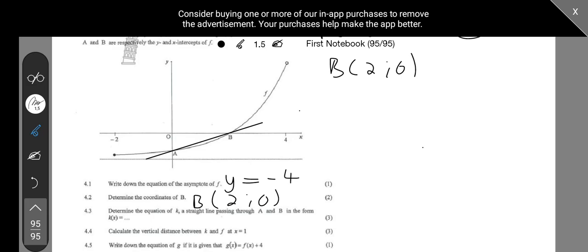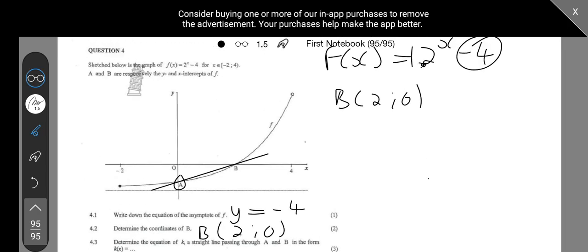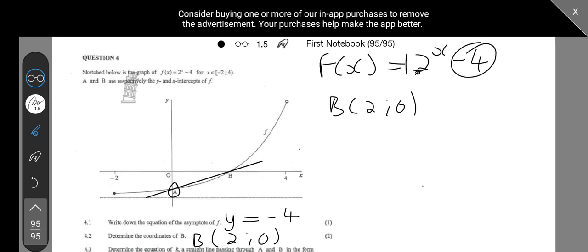Do we know the coordinates of A by any means? Let's see. To get the coordinates of A, what is happening at point A? Point A is where the graph touches the y-axis. It means it's the y-intercept. So remember, for the y-intercept, we always let x be equal to 0. And to get the value of y, already we have the value of x at point A, which is 0.